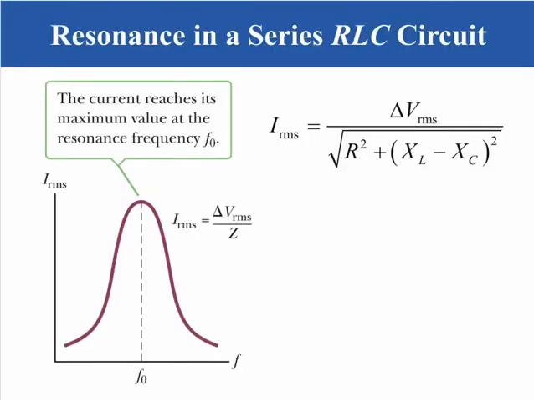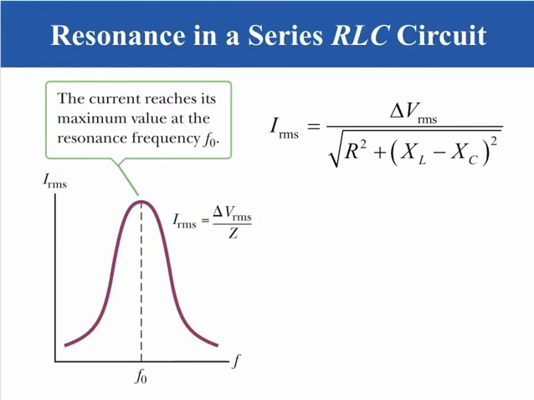This figure is a plot of current as a function of frequency for a circuit which has a fixed value for both the capacitance and the inductance. From our RMS equation, we have to conclude that the current would become infinite at resonance when R equals 0. Real circuits always have some resistance, which limits the value of the current.